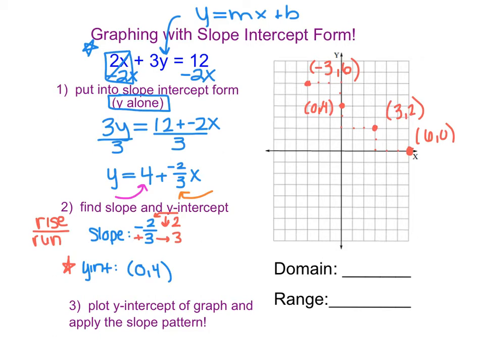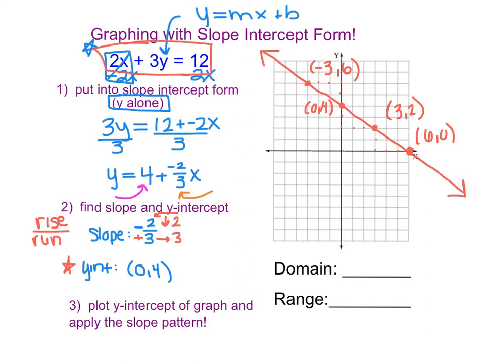Now from here, all I need to do is connect my points, and I can draw an accurate line. I'm going to connect them all, put an arrow on the end, go all the way through the coordinate plane. So now I have a nice accurate representation of my line. All of those points on that line are what make this equation true.